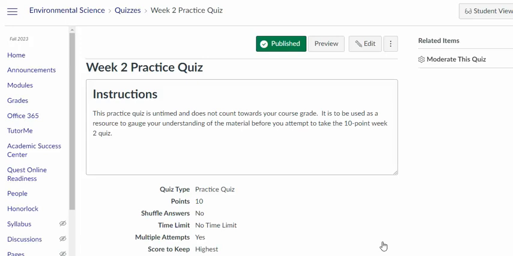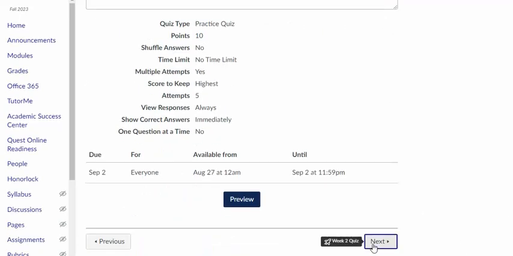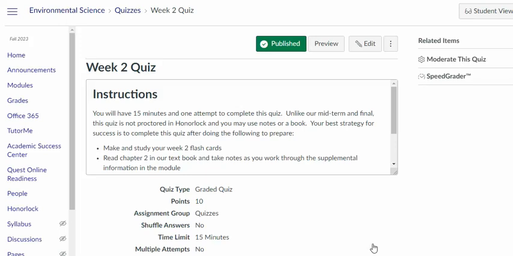There's also a practice quiz. I recommend you do this after you've looked through the content, participated in the discussion, and completed the lab. This is a way for you to figure out what you know and what you don't know before you take the graded quiz. So like the lab, this is due Saturday at 11:59 p.m. This quiz is timed. You have 15 minutes to complete it, and it's worth 10 points.